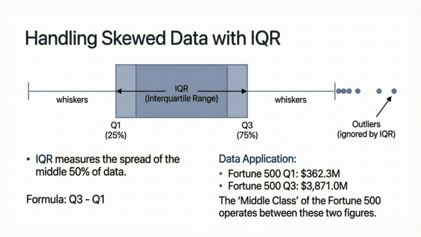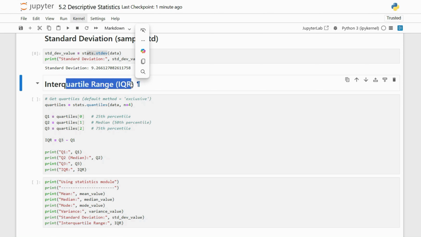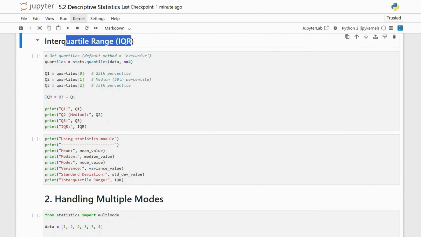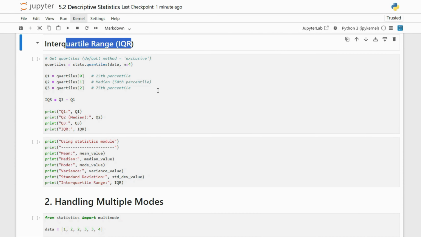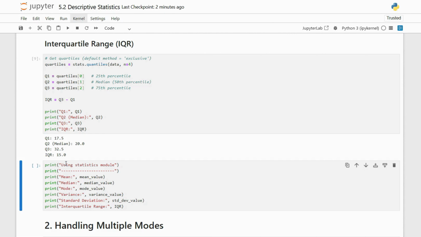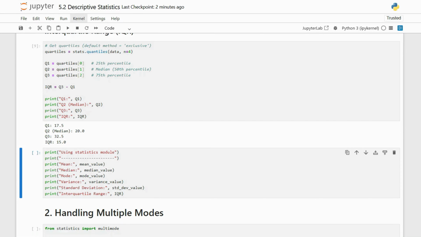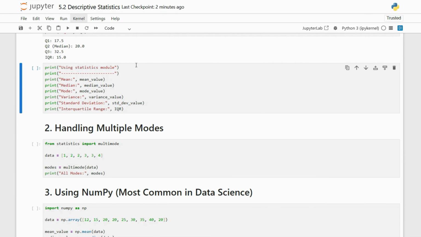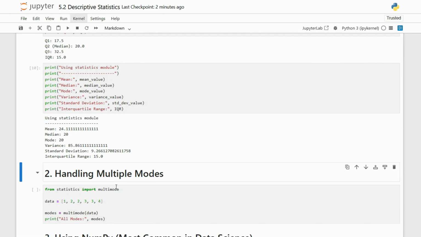The interquartile range, IQR, is a measure of statistical dispersion that represents the spread of the middle 50% of the data set, calculated as the difference between the third quartile and the first quartile. It is given as IQR equals Q3 minus Q1, making it a robust measure less affected by extreme outliers than the total range. Finally, we print the results so we can see all values clearly.